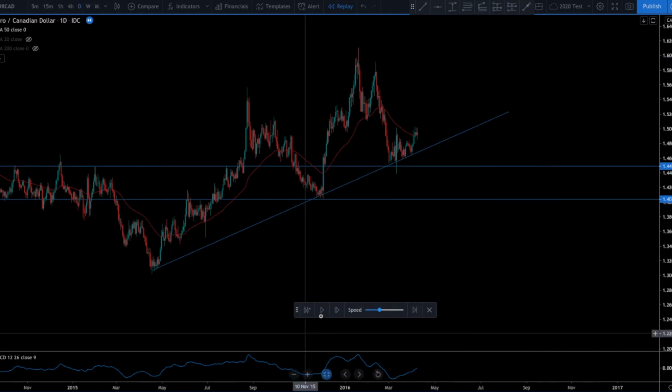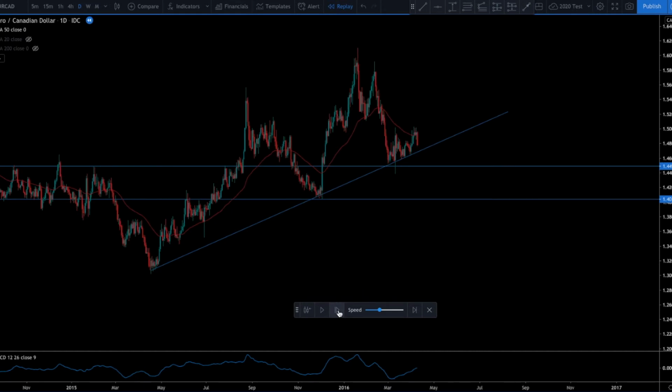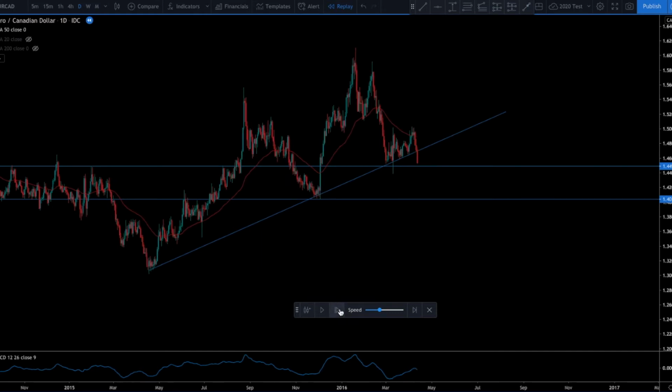Okay, so now we're just going to start playing the bars forward. I used this button. This button would actually play it continuous and you can adjust the speed. This, you can control what the bars are, playing each bar per click. So looks like that is broken.